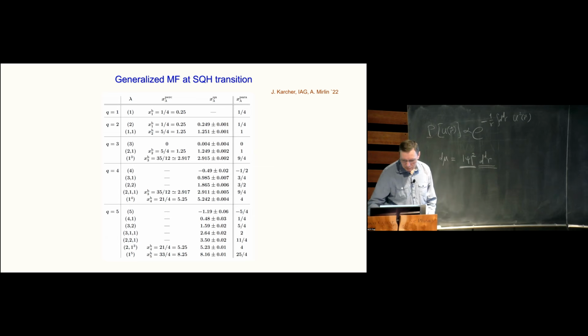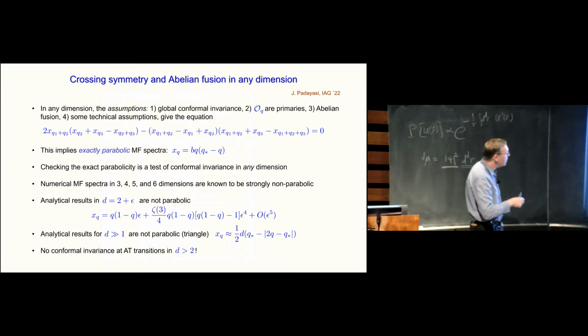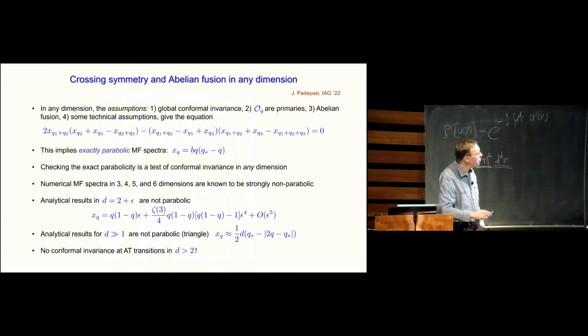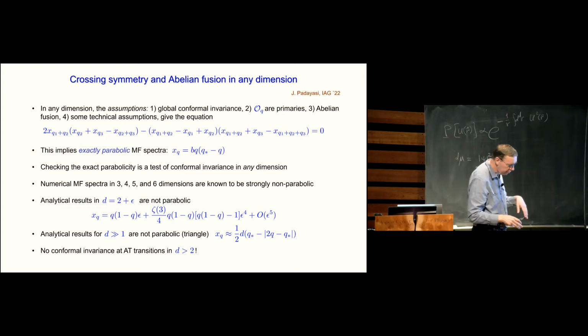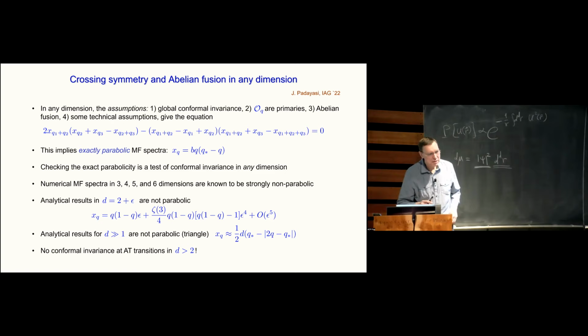So my last substantive slide is this, just a few words. The most recent result is that we can actually go to any dimension, and not use Virasoro symmetry, but just use global conformal invariance, and some technical assumptions that I'm not really going to describe here, and still get the parabolic spectrum. So it's a very similar story. If we see something that deviates from a parabola in 3, 4, 5 dimensions, it should mean that there's no conformal invariance. And we do know that the dimensions in higher dimensions are not parabolic. That's more or less the end of my story.